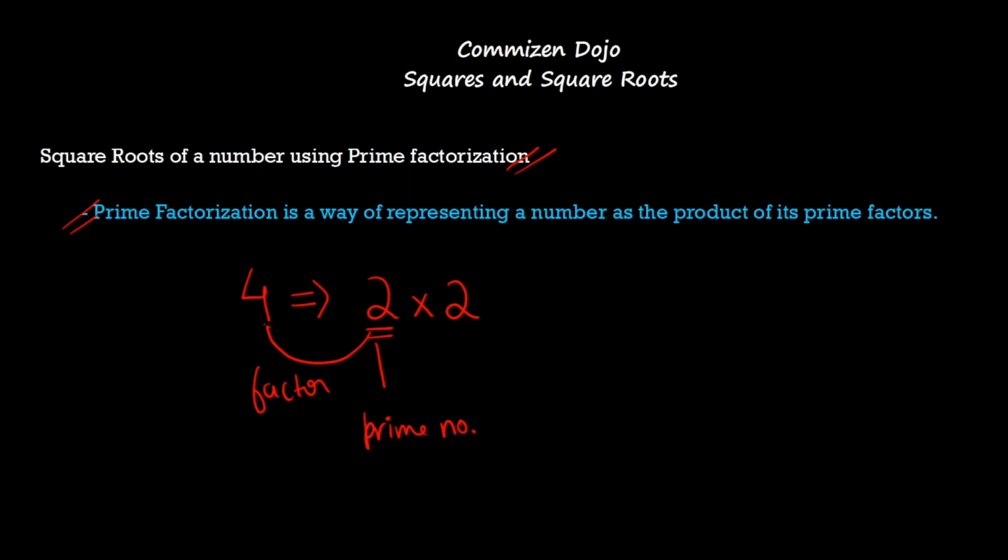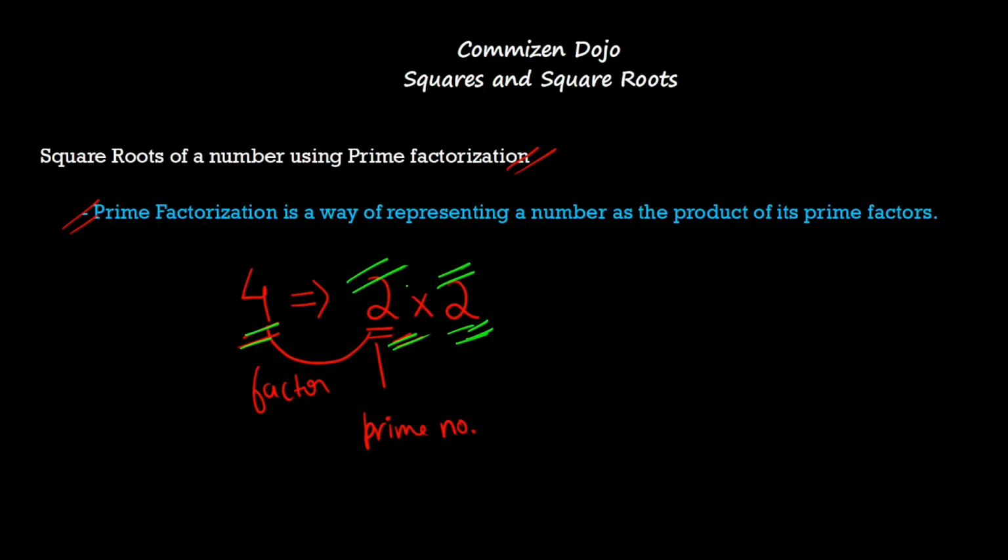Great. And we are representing 4 as the product of 2 multiplied by 2. So over here I am just showing 4 as the product of its prime factors, isn't it? This is what prime factorization is.